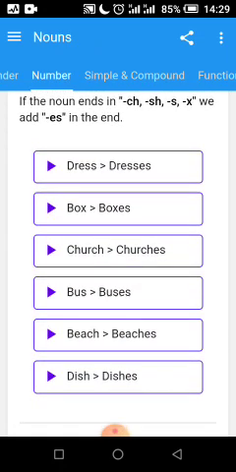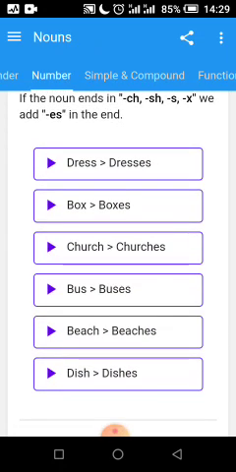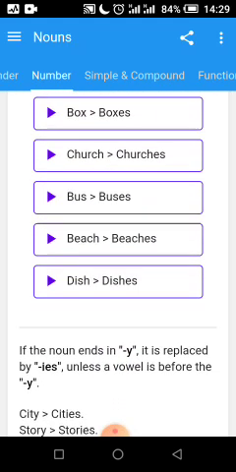So we have the following examples for those ones, the ch, the sh. We have dress, dresses, and box, boxes. Three, we have church, churches. Four, bus, buses. Five, beach, beaches. And six, dish, dishes. Alright, those ones are examples.